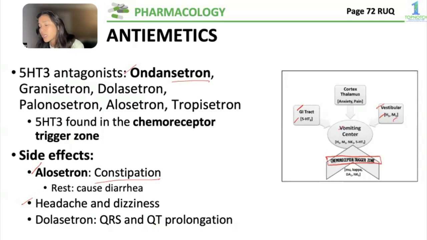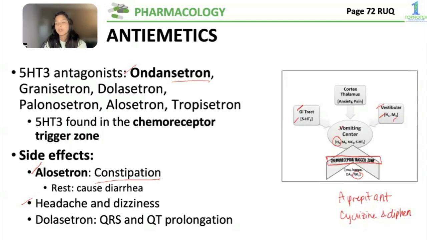So I mentioned neurokinin is also one of the things that can trigger emesis. So a neurokinin antagonist is aprepitant. And you also have some histamine receptors in your vomiting center. So things like cyclizine and diphenhydramine are antihistamines that can also help with nausea and vomiting. Okay.